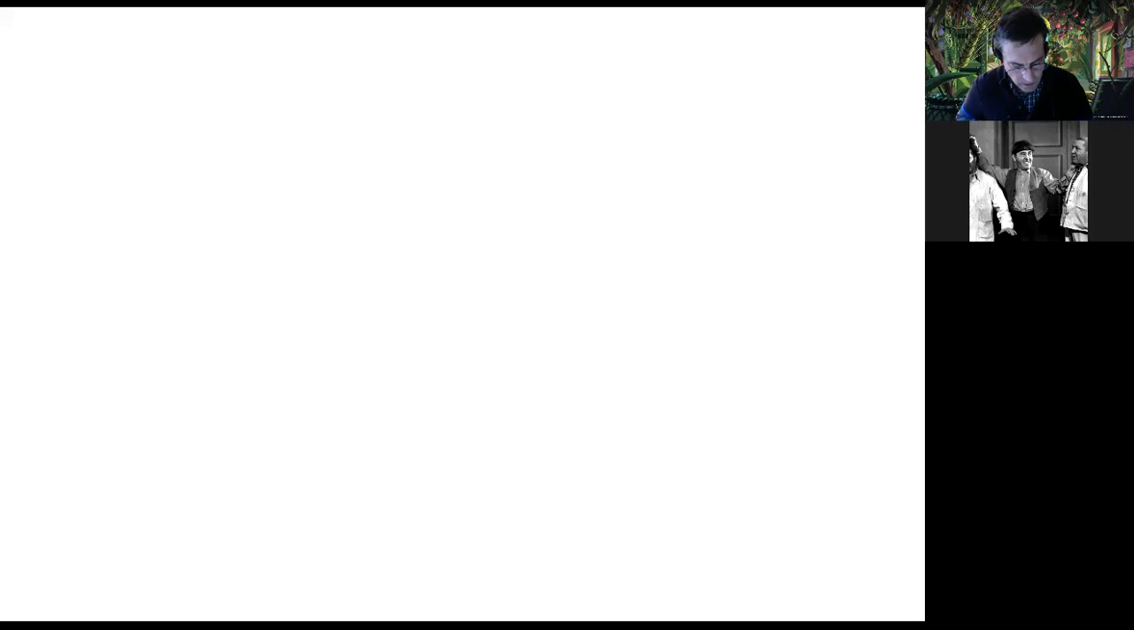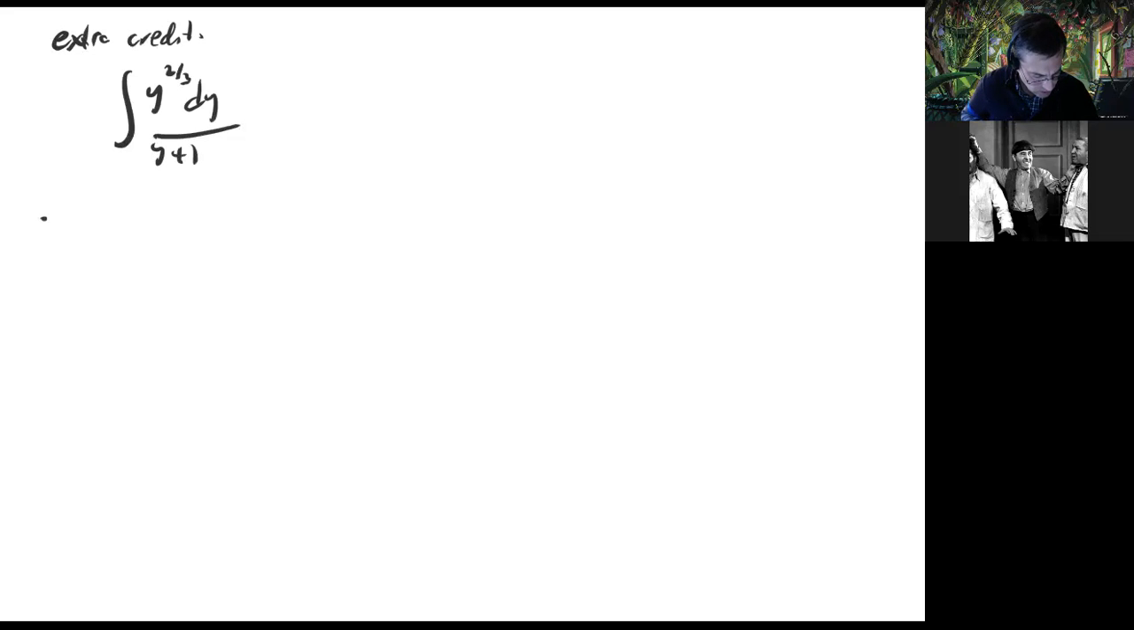All right, so the problem is to do the integral. This is the extra credit. The integral of y to the 2/3 dy over y plus 1. And the idea will be to do a substitution, which I gave the hint of, z cubed equals y. Why do that? Well, I'm trying to get rid of the fractional power of y, and this will do it. So z cubed is y, 3z squared dz is equal to dy.